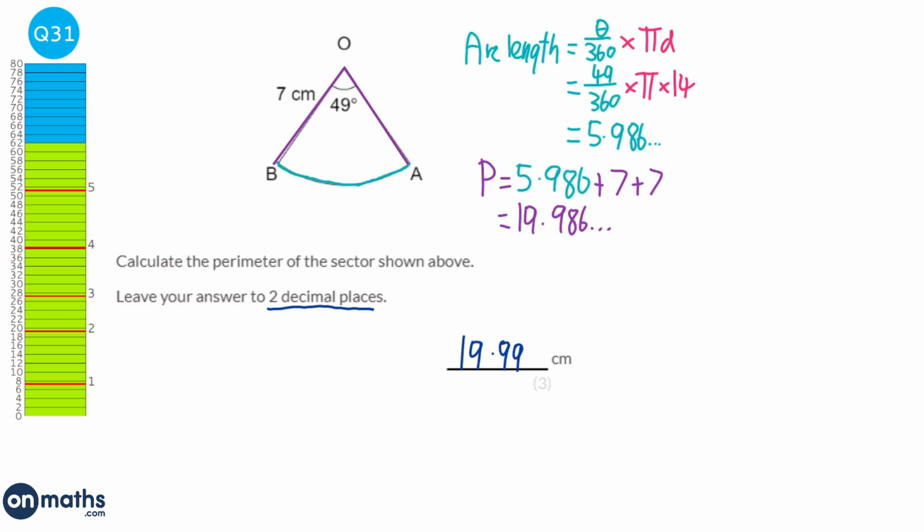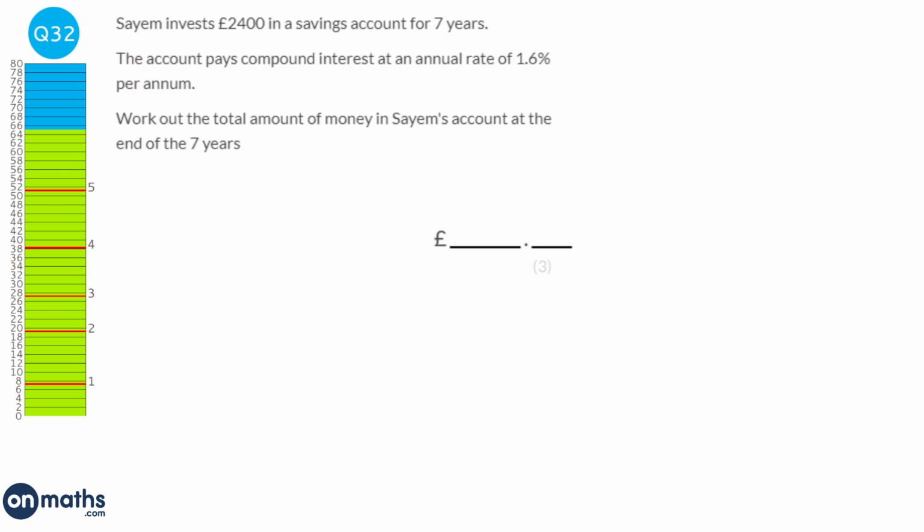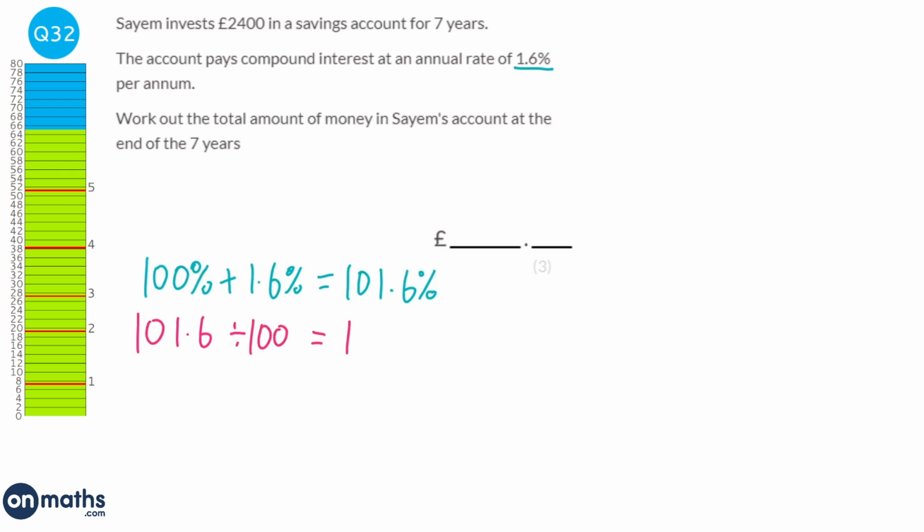Okay, so we're going to start off by working out the multiplier, and we always start off with 100%. We're told that the compound interest rate is 1.6%, so we're going to add 1.6% to the 100%, and it's going to be 101.6%. Make that into a decimal by dividing it by 100, and this will give us the decimal or the multiplier. So the multiplier is 1.016, and anytime we want to increase something by 1.6%, we just times it by 1.016.